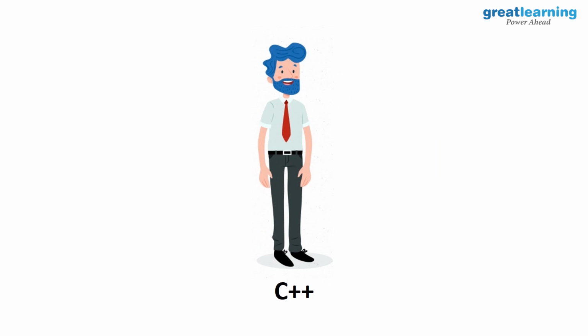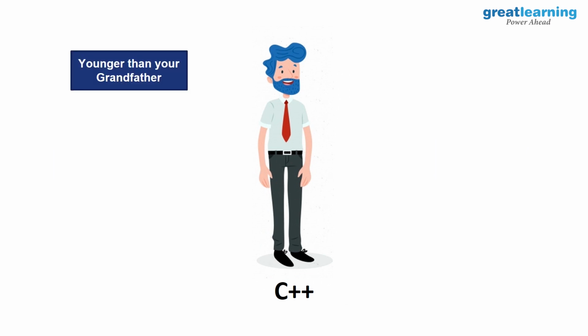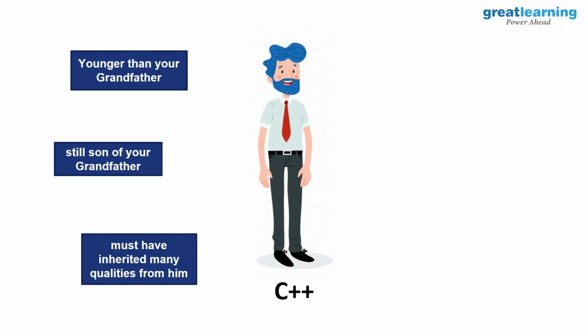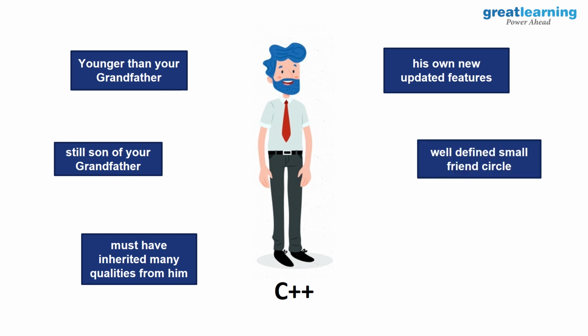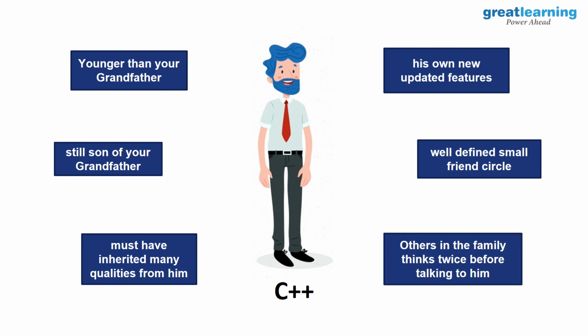Let's go to the next one. Your father is younger than your grandfather but still the son of your grandfather, so he must have inherited many qualities from him and also must have his own new updated features. He must have a well-defined small friend circle and anybody in the family thinks twice before talking to him. Likewise, C++ is also younger than C, and C++ was developed from the C language, so it is the son of the C programming language.